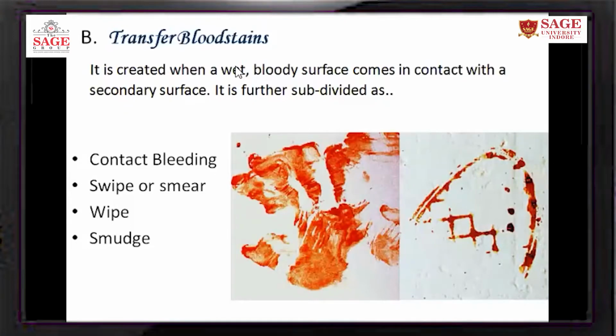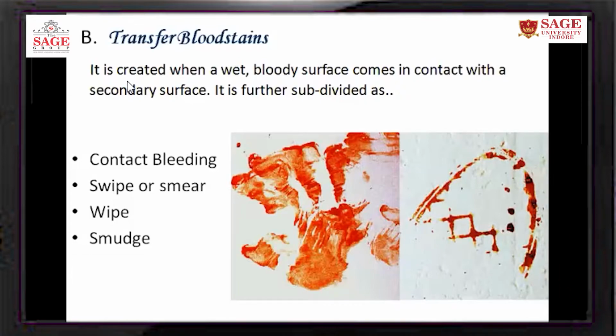So we talked about the contact leading, swipe or smear, wipe and smudge. They are the types of transfer blood stains. The transfer blood stains are formed once a wet and bloody surface comes in contact with a secondary surface.